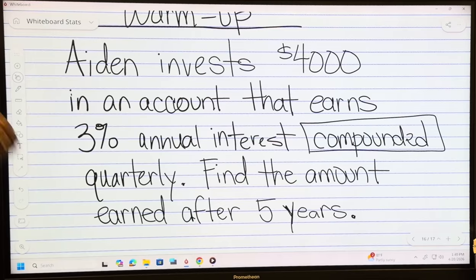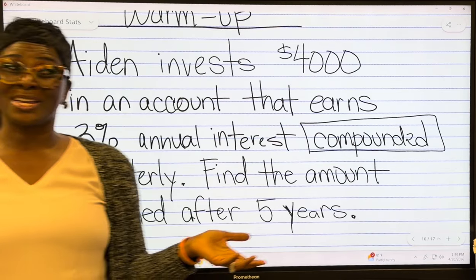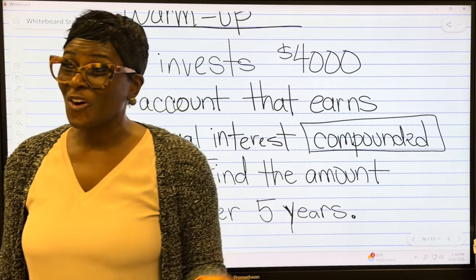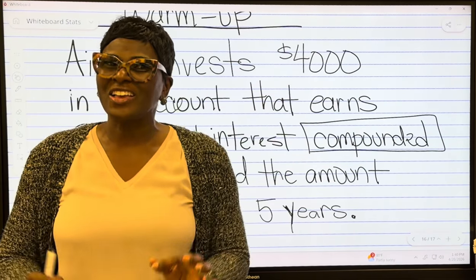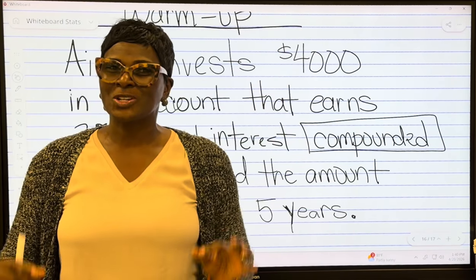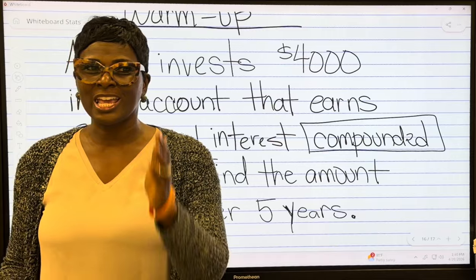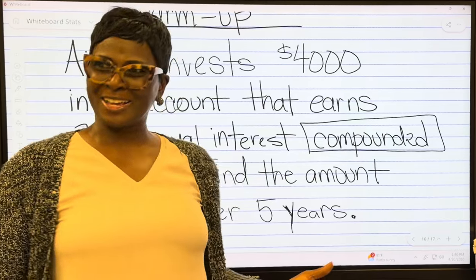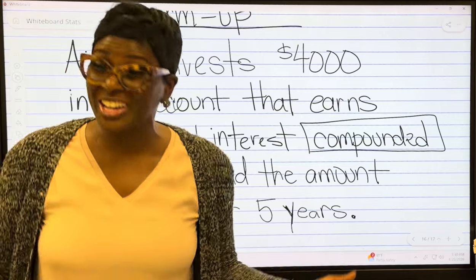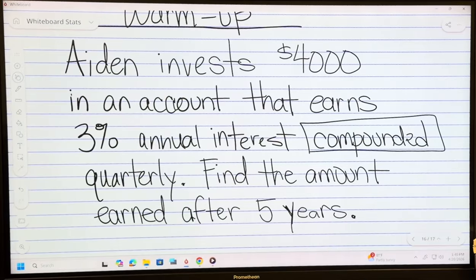How often is this interest compounded? Quarterly. What does quarterly mean? 4 times. So, here's the magic question. If his interest is compounded quarterly, how often is he getting interest deposited into his account? Every 3 months. Excellent.